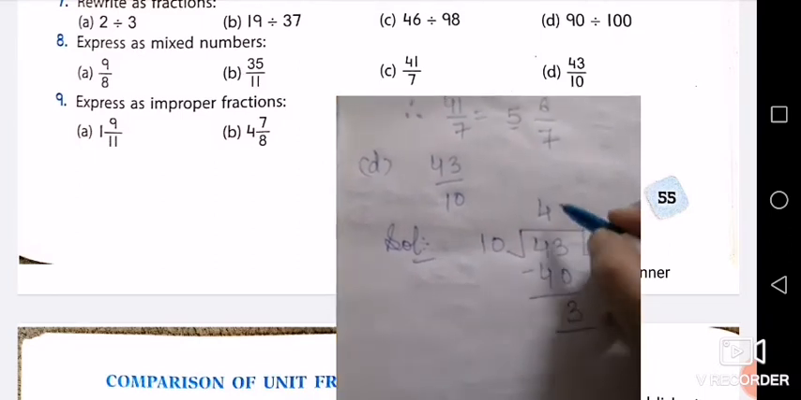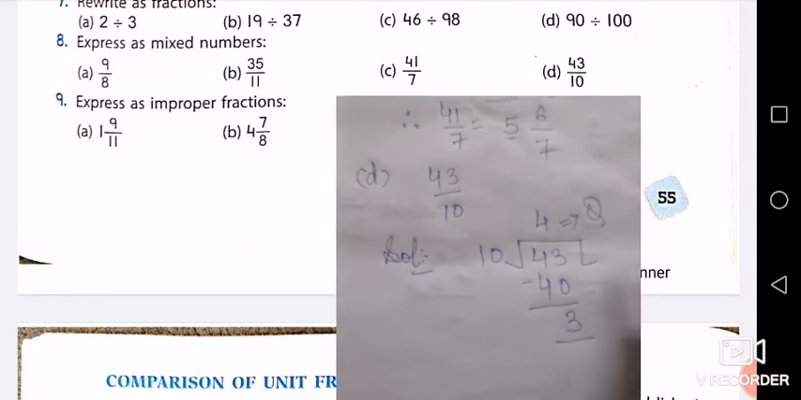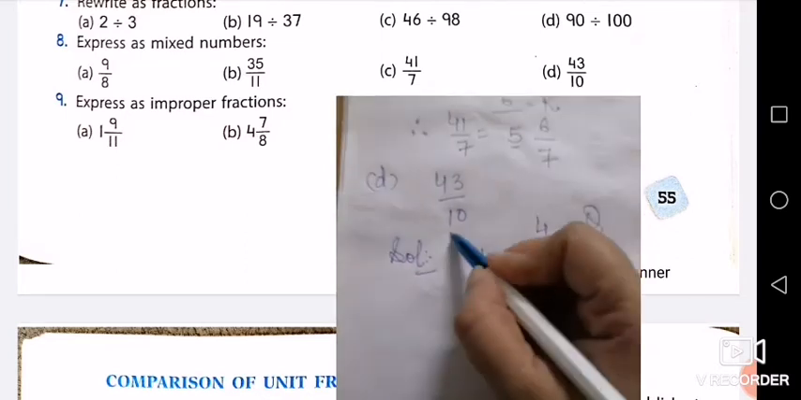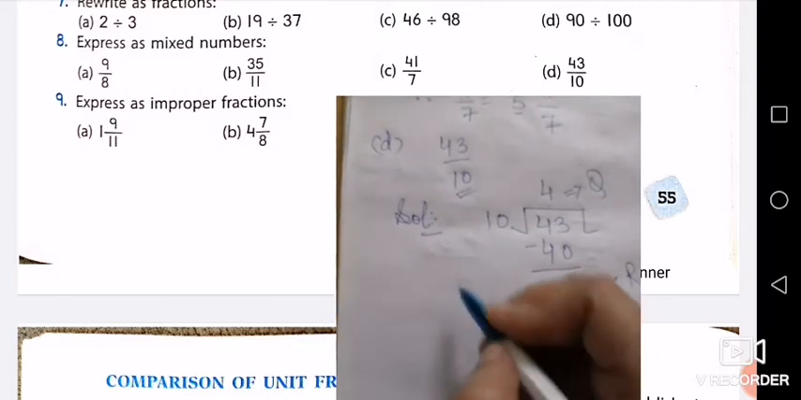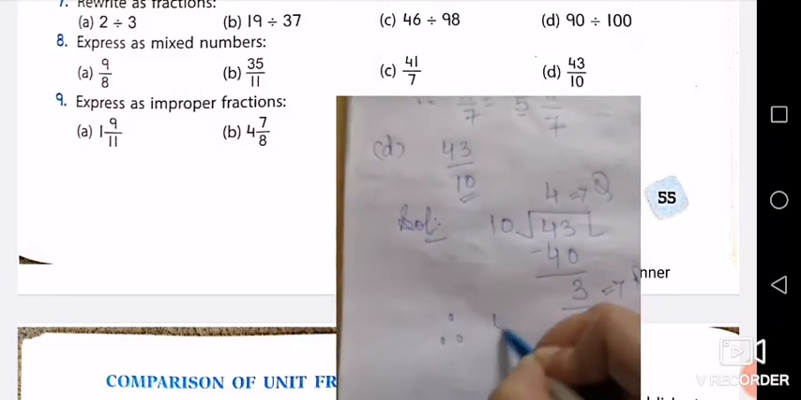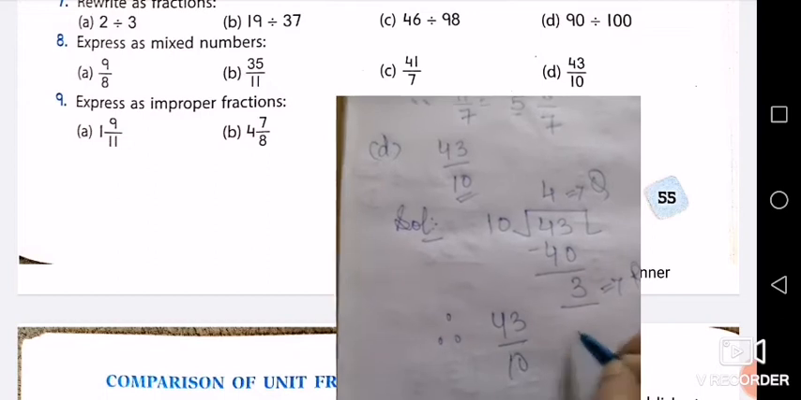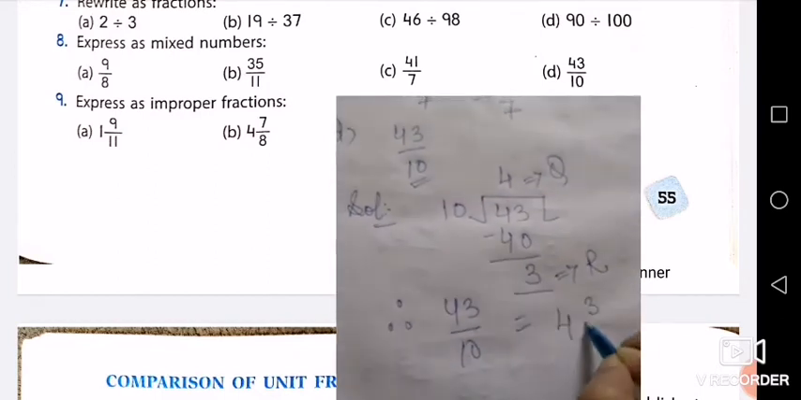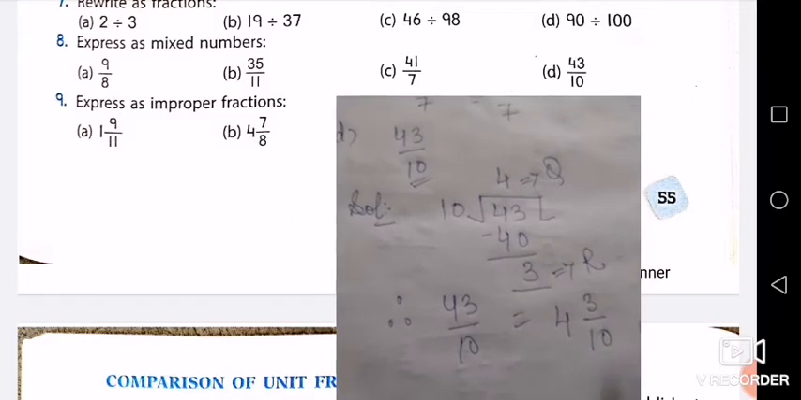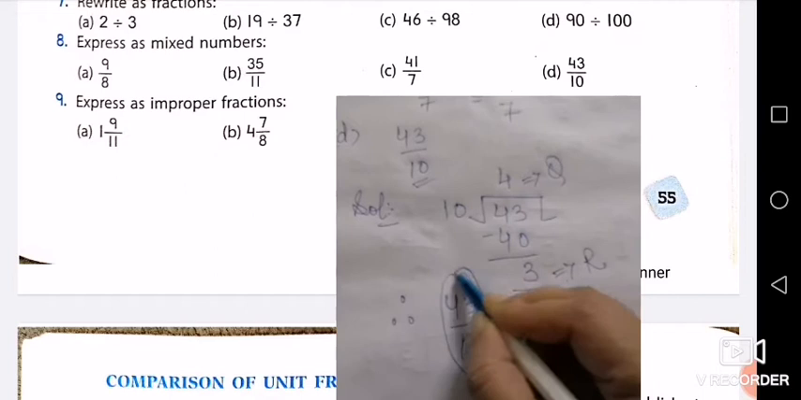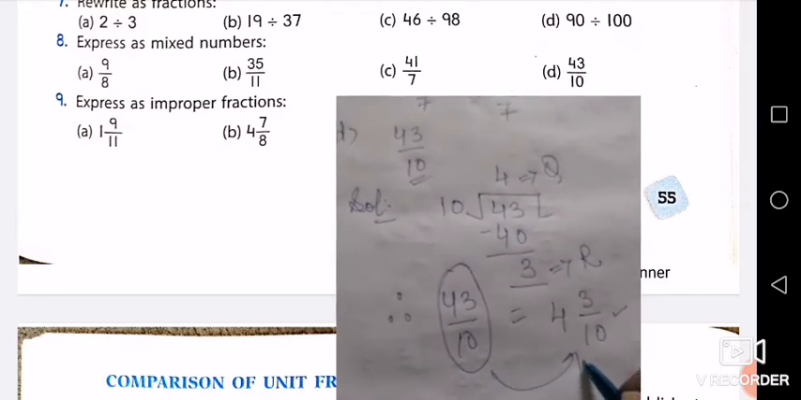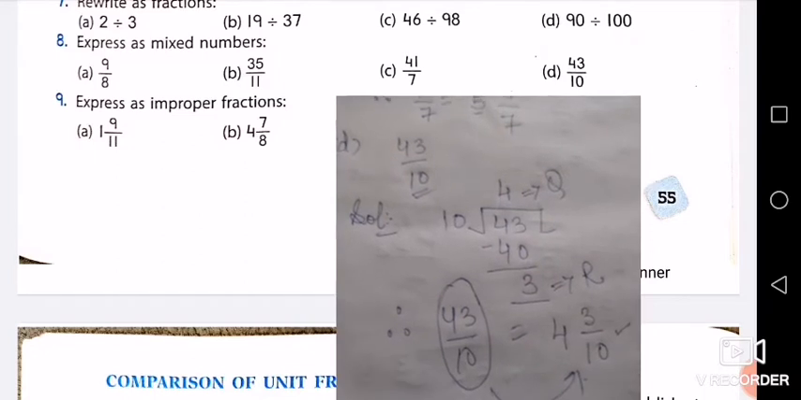3. Fine. So this will become your quotient, which is the whole part, and this will become your remainder, and the divisor doesn't change, that will become your 10 only. So therefore 43 by 10 is equal to the quotient part, that is 4, 3 by 10. So this will be your representation of an improper fraction into a mixed number. So I hope this question is clear to you all.